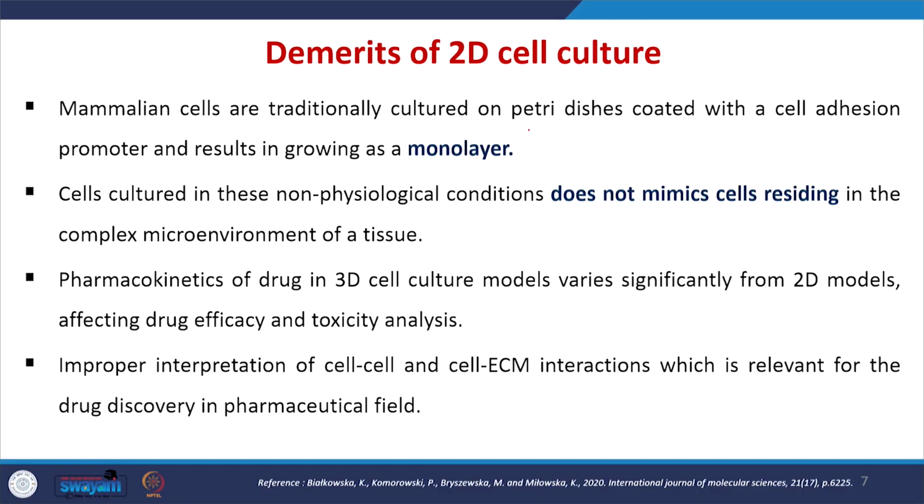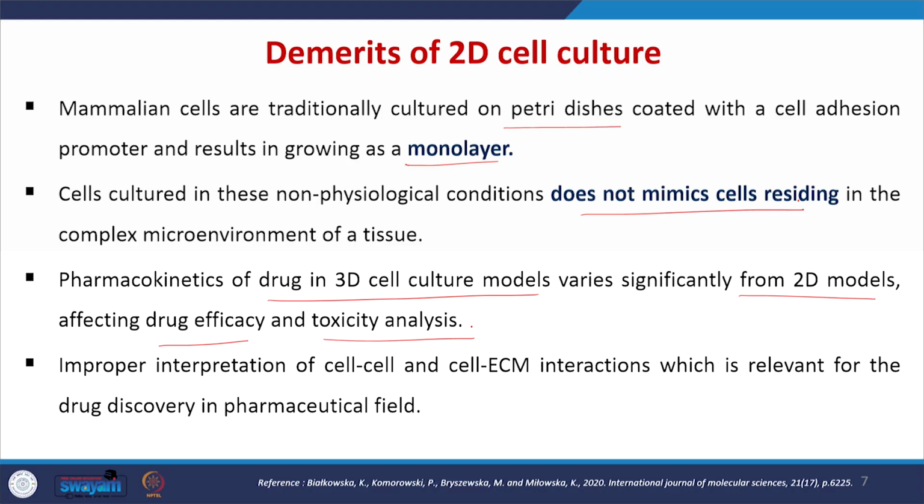Let us see some of the demerits of 2D cell culture. Usually the mammalian cells are cultured on petri dishes where the cells will grow as a monolayer. But this monolayer does not mimic the cells residing in the complex microenvironment of a tissue. Pharmacokinetics of drug in 3D culture models varies significantly from 2D models, which affects the drug efficacy and toxicity analysis.